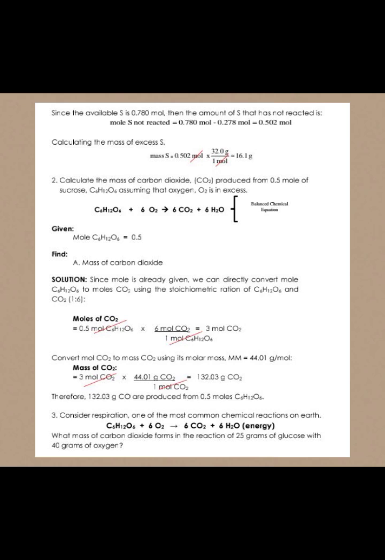C6H12O6. 3. Consider respiration, one of the most common chemical reactions on Earth. C6H12O6 plus 6O2 yields 6CO2 plus 6H2O plus energy. What mass of carbon dioxide forms in the reaction of 25 grams of glucose with 40 grams of oxygen?